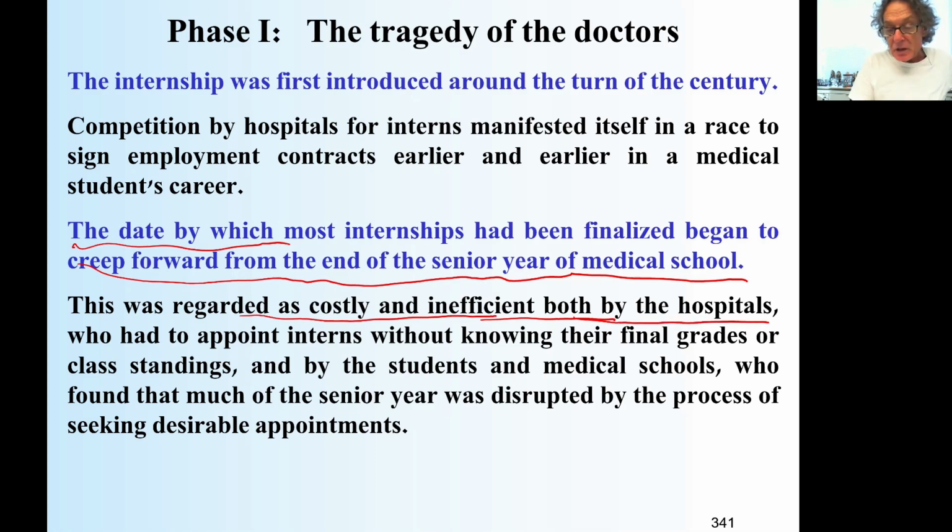First of all, it's not efficient for the hospitals. Why? They had to appoint interns without knowing their final grades or class standing. They wanted them very early because they were afraid that some other hospital would come and pick them up. So they were rushing to offer contracts before they knew how good the student is.